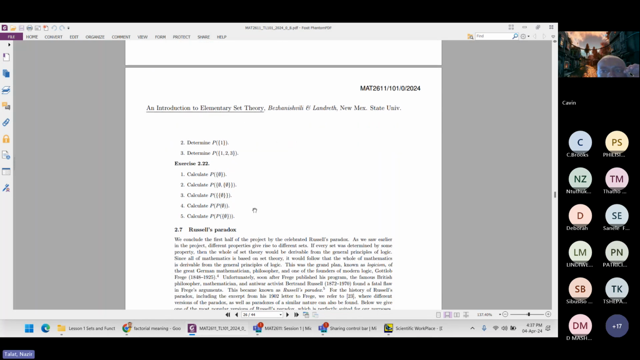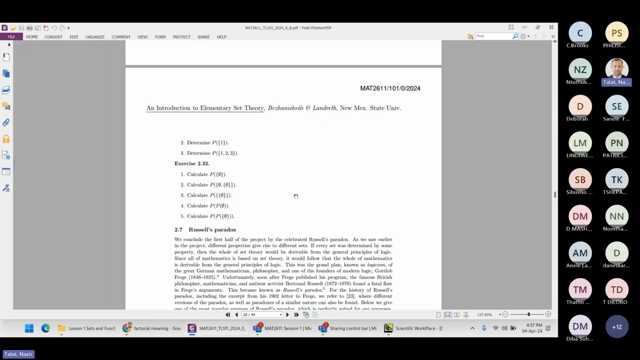Now, similarly, one can compute the power set of phi and the power set of the set containing phi. So please remember that this phi is a set and this is a set that contains phi. So the difference is that elements always belong to a set, and one set will always be a subset of the other.